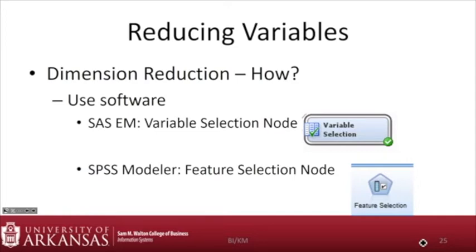So again, the whole idea kind of behind variable reduction is we're really just kind of trying to reduce the number of variables that we have to make our model more simplistic, more straightforward. The easiest model generally wins.